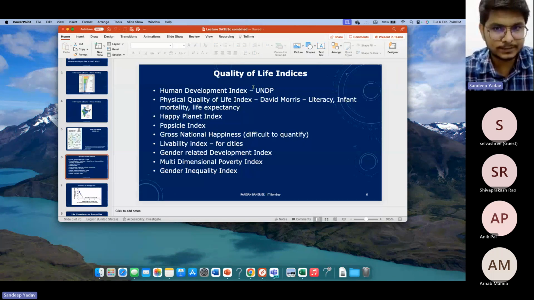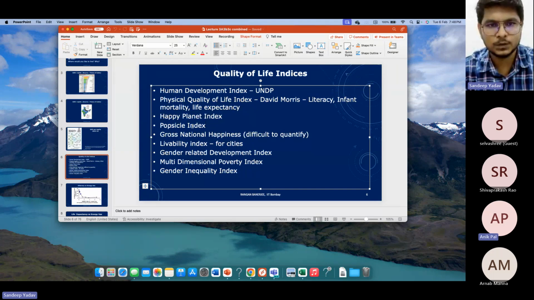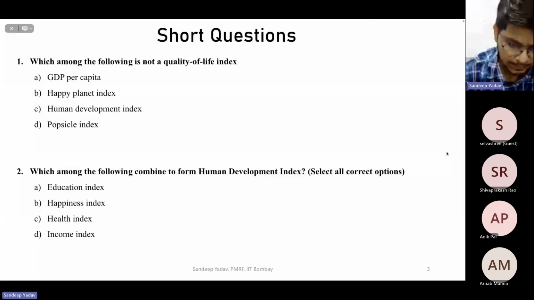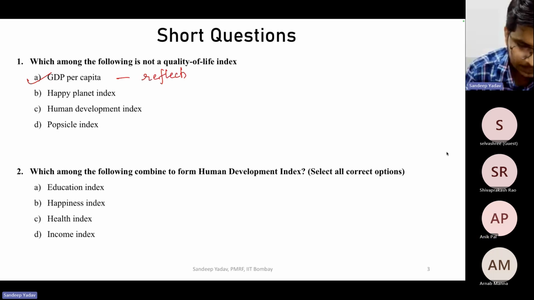Yeah. So there's a quality of life index, and there's a Happy Planet Index. If you see what is being asked, there is nothing that I've discussed about GDP. So the right answer for this will be GDP per capita. You have to be careful, because all the options are similar when you go through them, but GDP per capita reflects the economic output of a country.